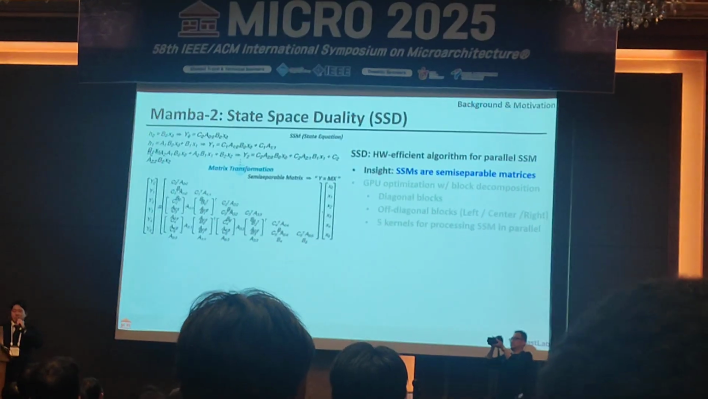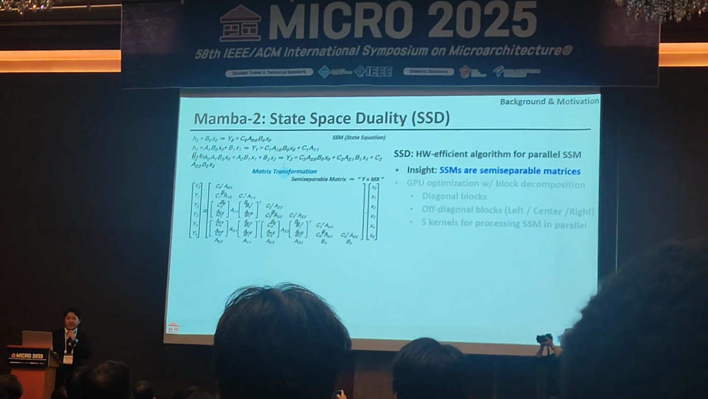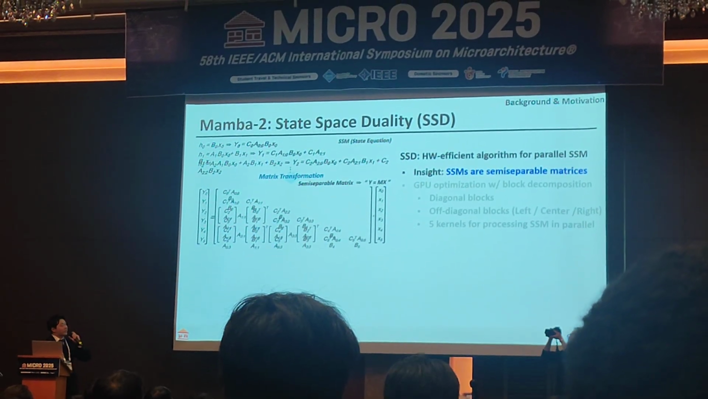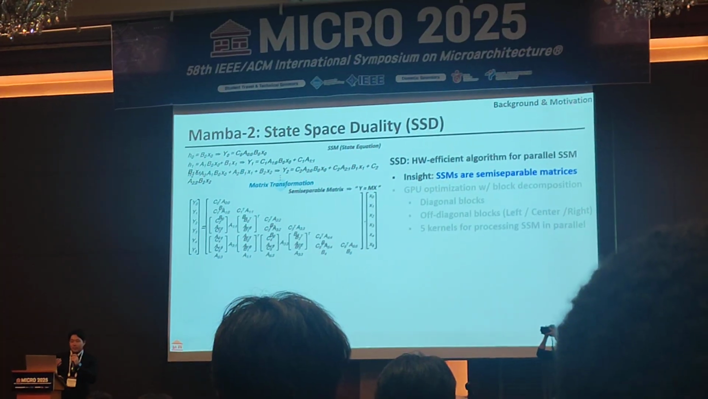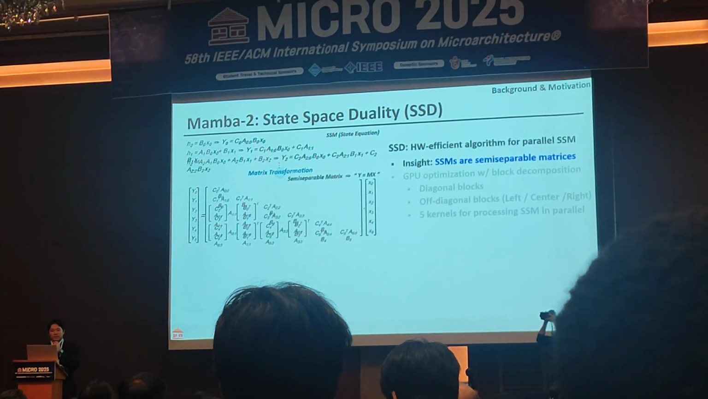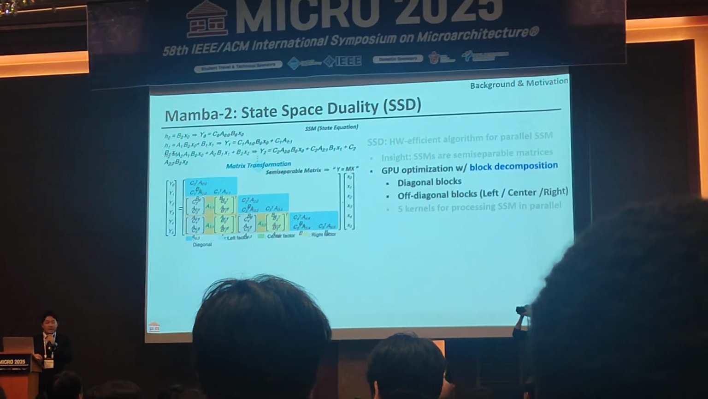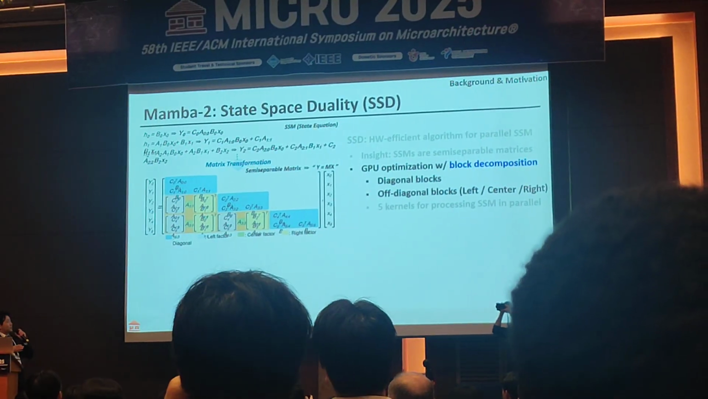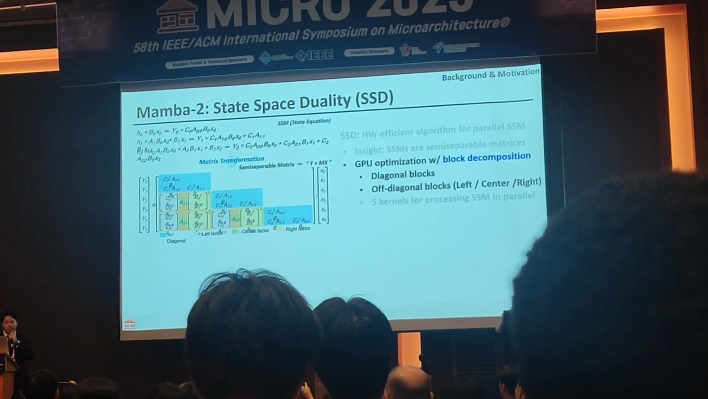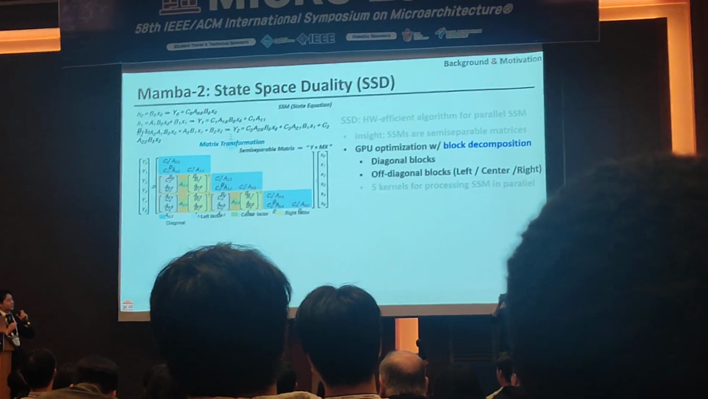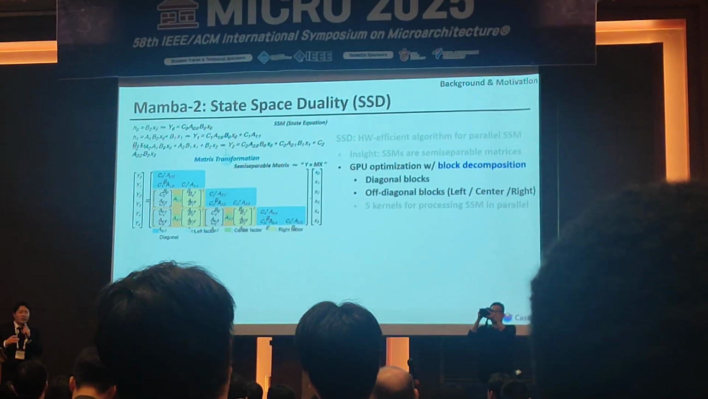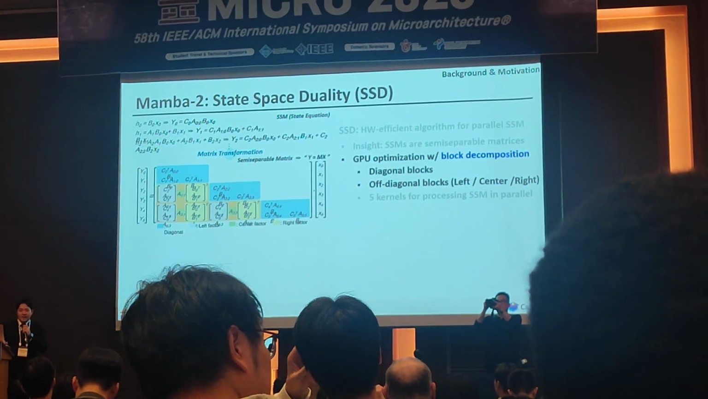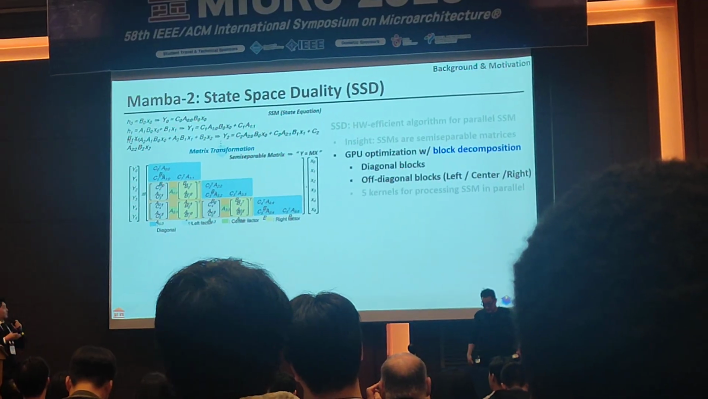Now let's move on to Mamba 2 and its core algorithm called SSD. SSD reformulates the SSMs as a semi-separable matrix, allowing partial parallelization of recurrent computations. And then SSD is decomposed into diagonal and off-diagonal blocks. Specifically, diagonal blocks compute local SSM output within each block, while off-diagonal blocks propagate and integrate states across the blocks.